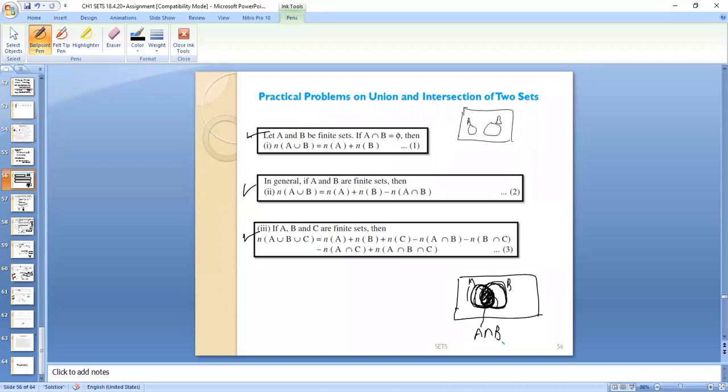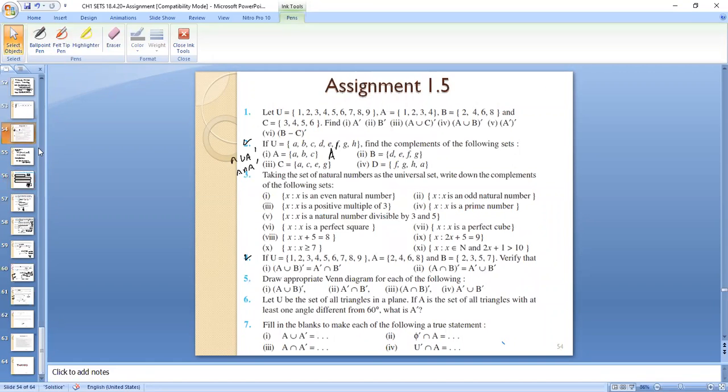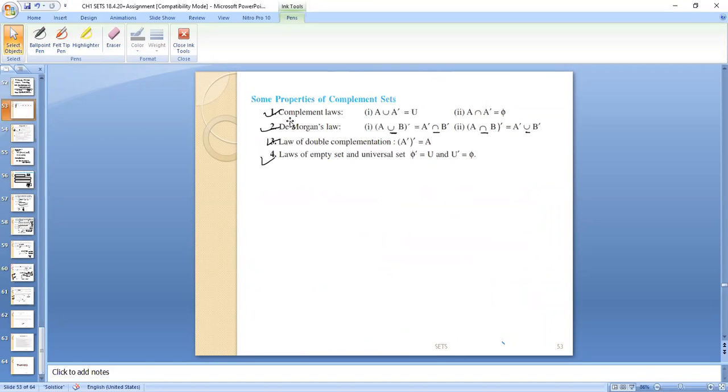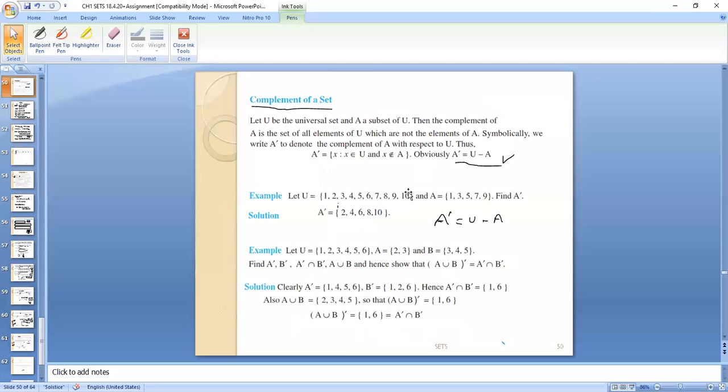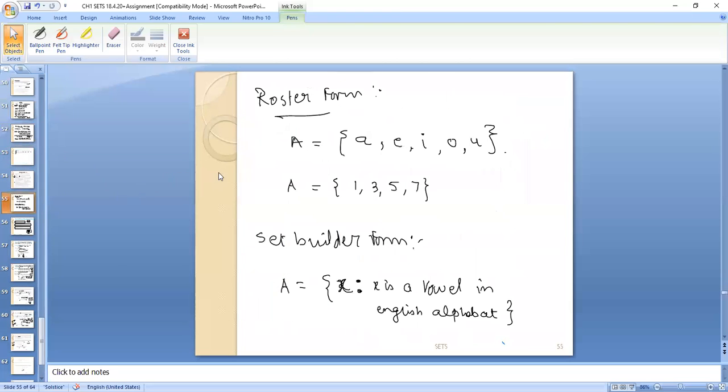And till now, if you have any doubt, you can ask me. We have time, 5 minutes, then your next class will start. If you have any doubt, you can ask me. So we used this law in one of the questions, De Morgan's law: A union B complement is equal to A complement intersection B complement, right? Power set, roster form, set builder form, everything is clear. Yes, ma'am. Chapter sets is easy otherwise.